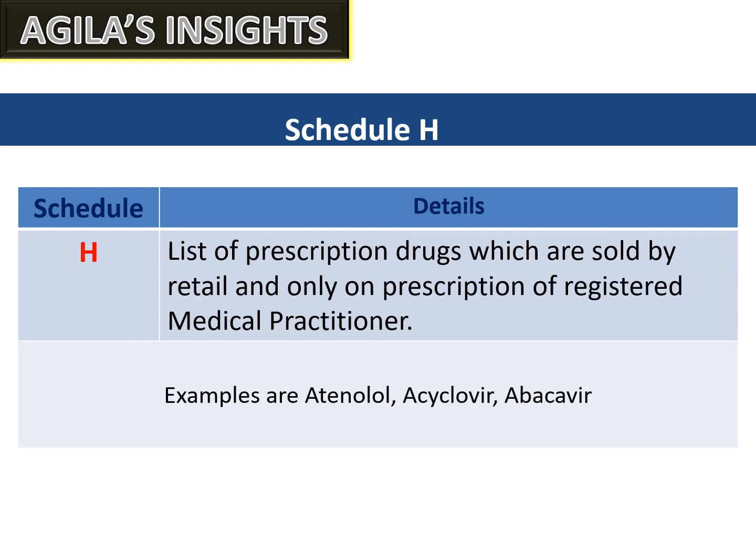Schedule H is about the prescription drugs, that is, the drugs which are sold by retail only on the prescription of a registered medical practitioner. Some of the examples are atenolol, acyclovir, abacavir.